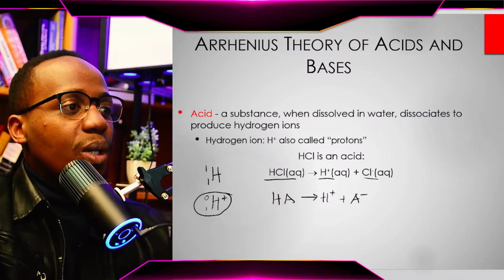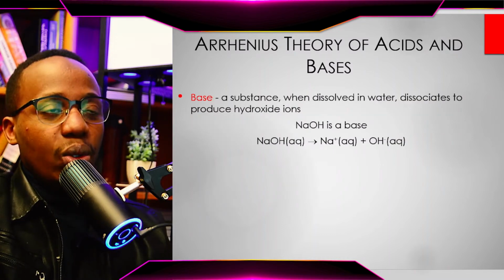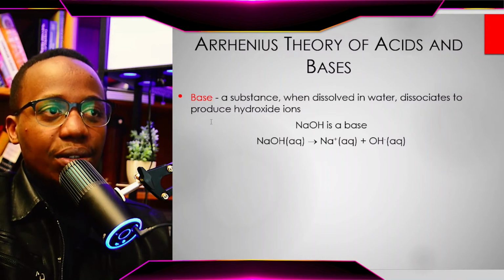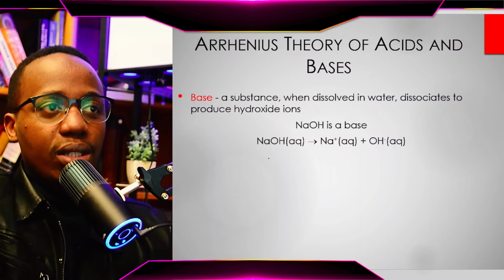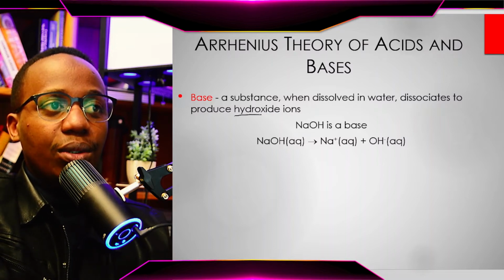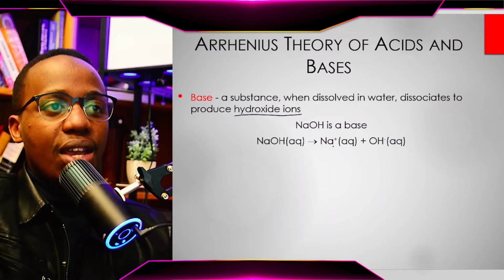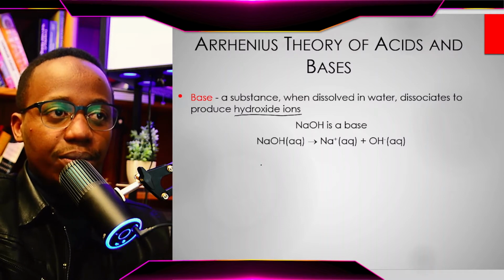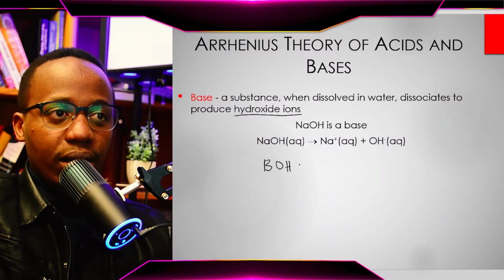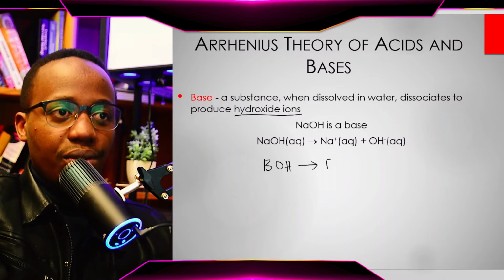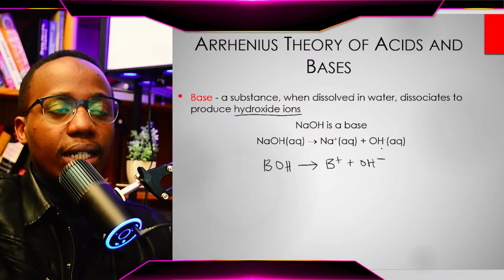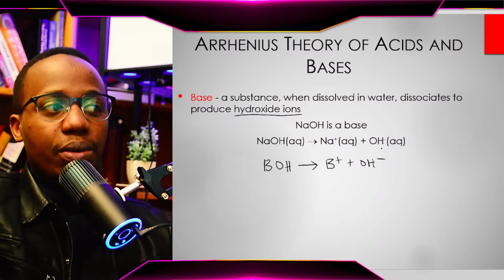All right. What about a base? According to Arrhenius, he said that a base is something that loses hydroxide ions when dissolved in water. So instead of losing H plus ions, it loses hydroxide ions. So NaOH gives you Na plus plus OH minus. This is a base according to Arrhenius. So a general representation is like BOH. B is a base, right? BOH will give you B plus plus OH minus, right? This is an example of a base according to Arrhenius.